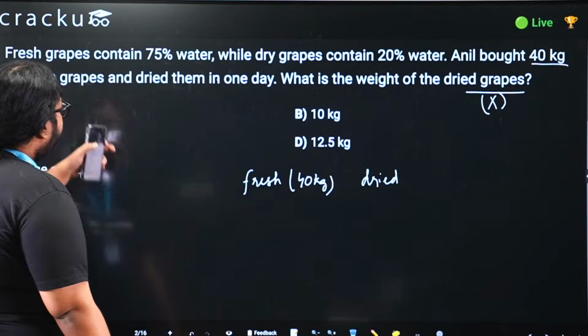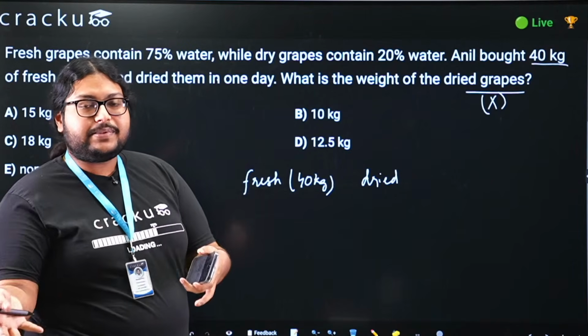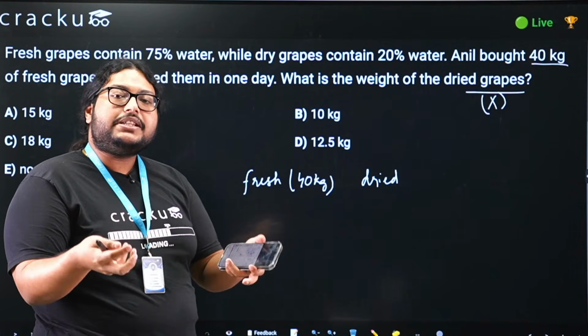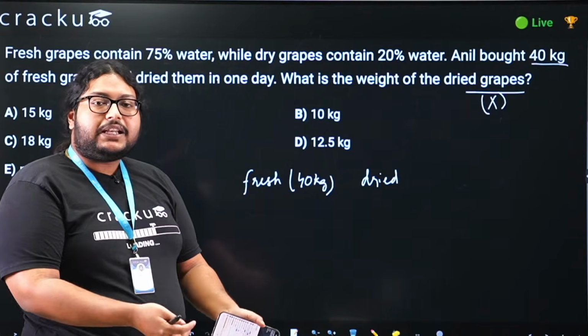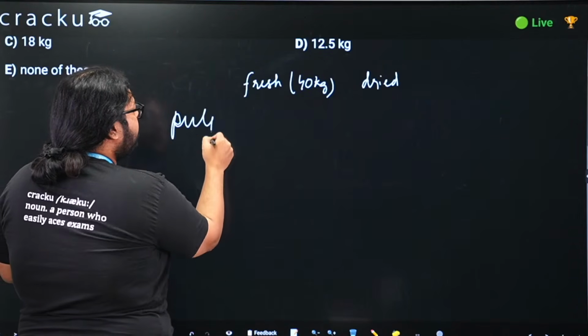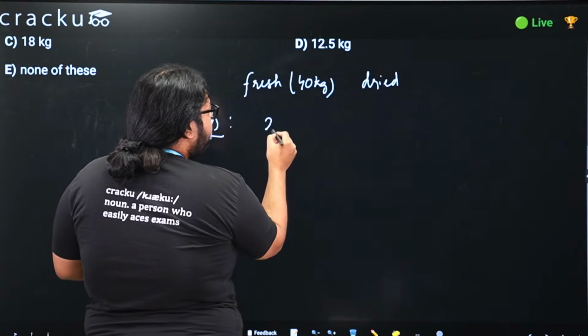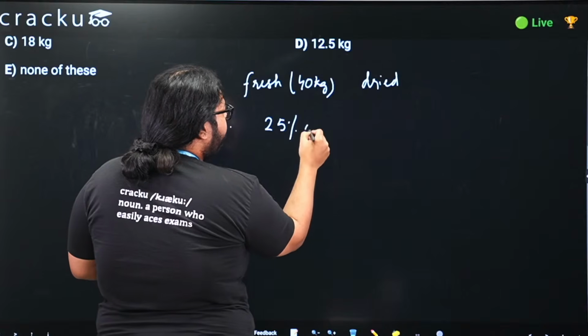It says that fresh grapes contain 75% water. So if 75% of the volume is water, it means 25% is the pulp. So what is the amount of pulp? The pulp is basically what we are equating here. In fresh grapes, what is the pulp? It is 25% of 40.